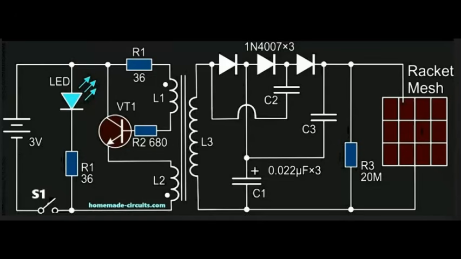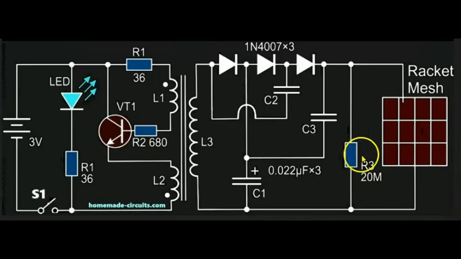After the transformer generates high voltage AC, the output enters the diode and capacitor multiplier stage made using 1N4007 diodes and capacitors C1, C2, and C3. This section rectifies and boosts the voltage further into high voltage DC. The high voltage finally reaches the racket mesh. When an insect touches both mesh layers simultaneously, it completes the high voltage path and receives an electric discharge.